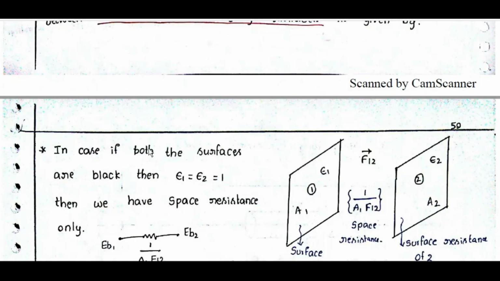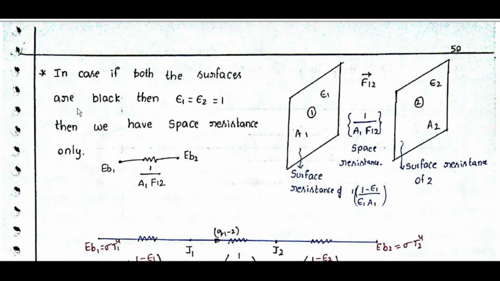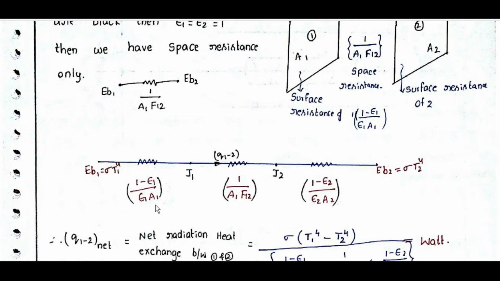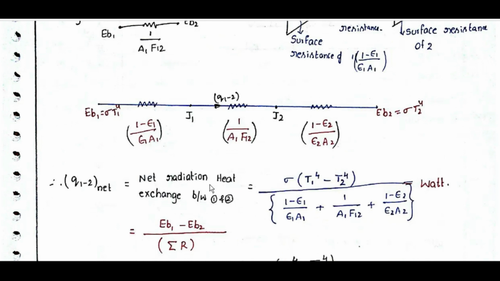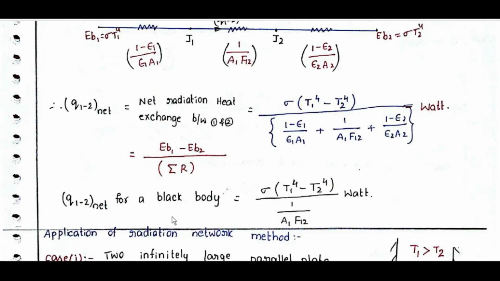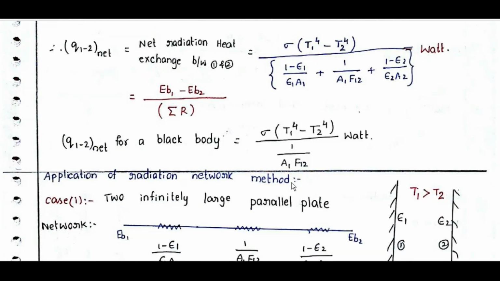1 by F12. If both surfaces are black, then epsilon 1 is equal to epsilon 2 is equal to 1, then we have space resistance only, 1 by A1 F12, as 1 minus epsilon 1 by A1 epsilon 1 is 0. In general, Q12 is equal to sigma into T1 power 4 minus T2 power 4 by 1 minus epsilon 1 by epsilon 1 A1 plus 1 by A1 F12 plus 1 minus epsilon 2 by epsilon 2 A2. For black bodies, only 1 by A1 F12 will be there.